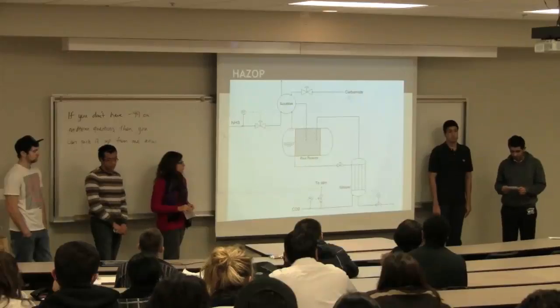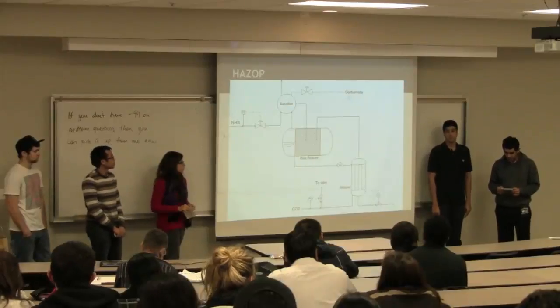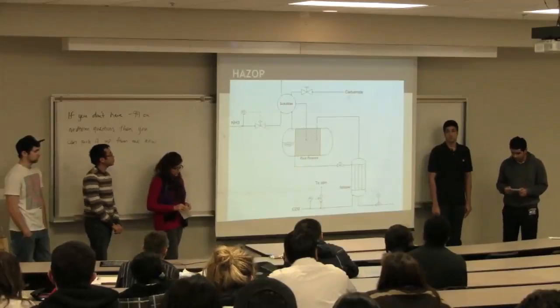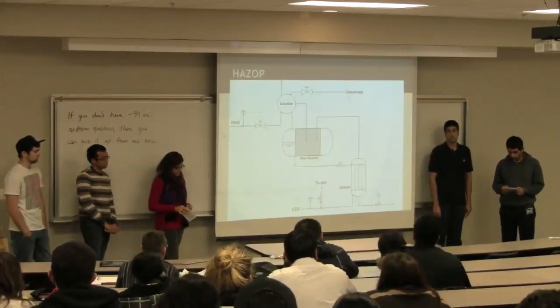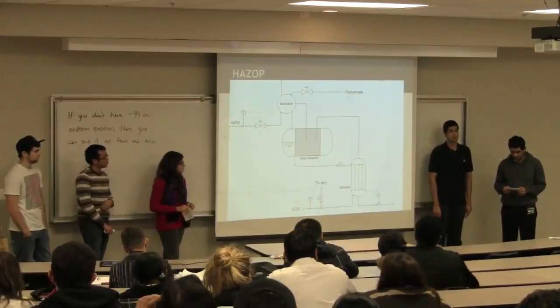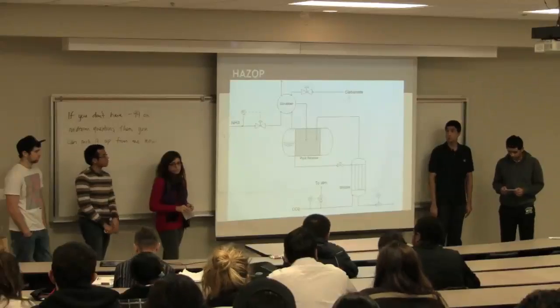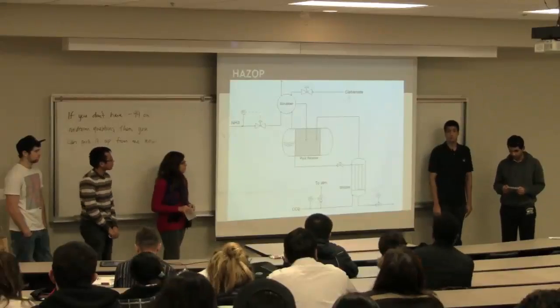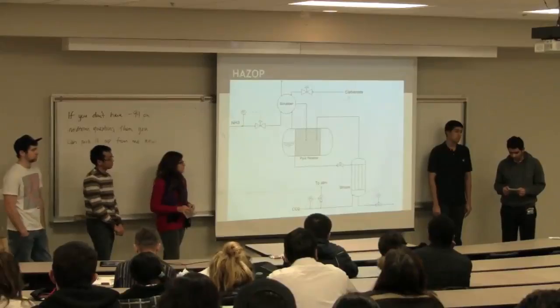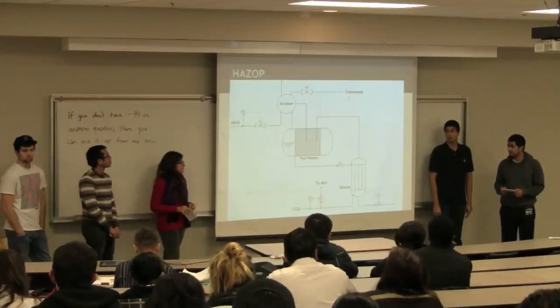The second parameter is pressure, and for a high pressure deviation, some of the consequences could be increased pressure in the reactor and eventual reactor deformation and damage. A cause of this could be increased CO2 flow in the stripper itself. And what we could do to correct this is install a high pressure alarm or install a burst diaphragm rupture disc on the reactor itself.